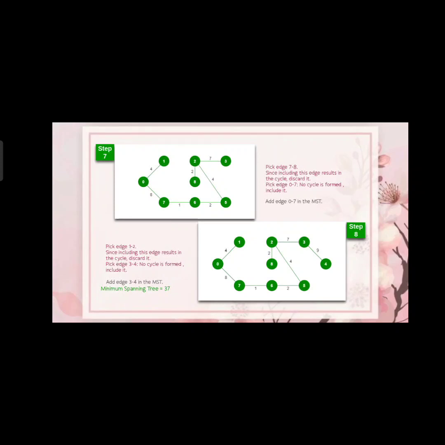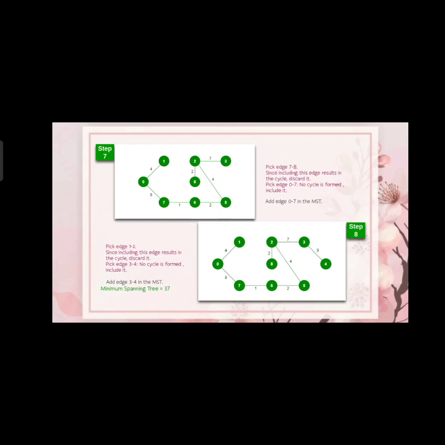In step 8, we need to pick 1 to 2. Since including this edge results in a cycle, if we include 1 to 2 it will form a cycle, so we are discarding it. Next, we are taking 3 to 4. Since it does not form any cycle, we are including it in the minimum spanning tree.